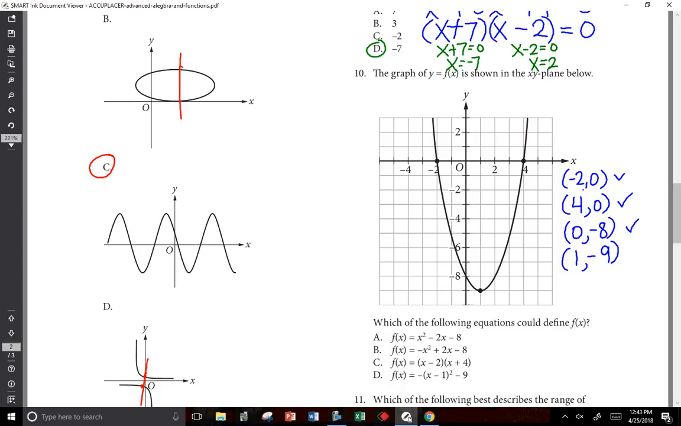Question? Wouldn't you just find the x-intercepts and then multiply them to find your equation? So he's saying that you could just say that this solution of negative 2 gives you x plus 2 as a factor, and this one gives you x minus 4 as a factor, and then FOIL it. Something like that. Yeah.